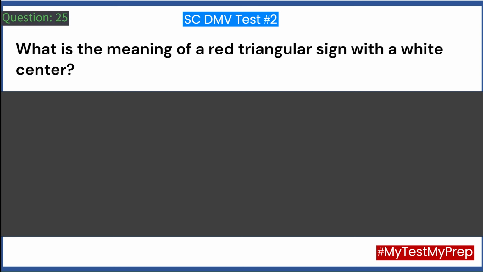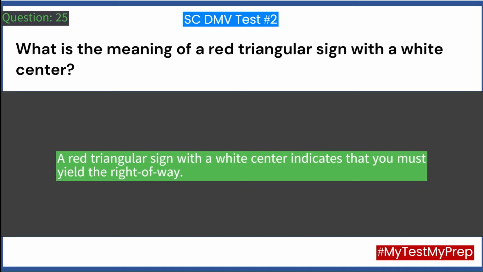What is the meaning of a red triangular sign with a white center? A. Stop. B. Yield. C. Do not enter. Answer, B. A red triangular sign with a white center indicates that you must yield the right-of-way.